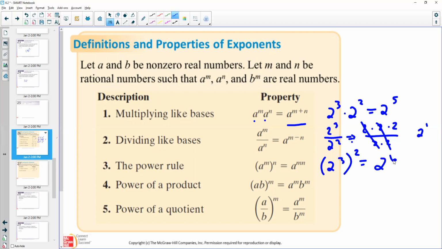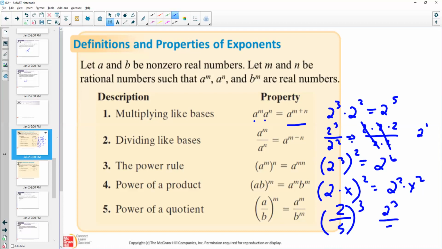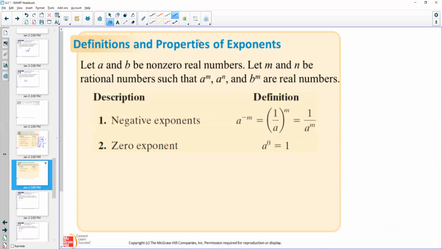I can distribute exponents only if there's no addition or subtraction sign. So I need an eraser because that was not what I meant to write. If I have 2 times x, that thing squared, I can write it as 2 squared times x squared, or 4x squared. Same thing with division. If I have 2 over 5 to the power of 3, I can do 2 to the third over 5 to the third. Okay? In addition, negative exponents we have been seeing all along. It means flip. Okay?